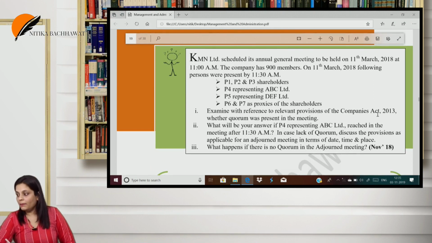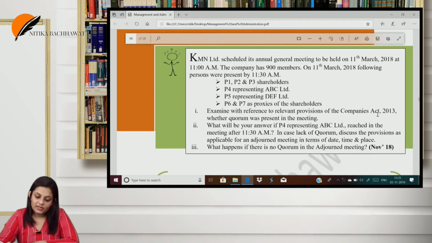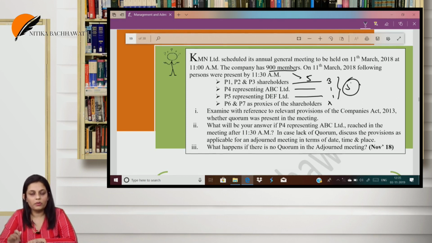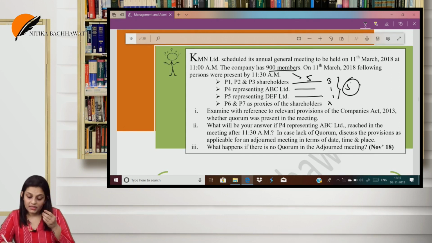The next question: KMN Limited scheduled its annual general meeting to be held on 11th March 2018 at 11 a.m. The company has 900 members. 900 members means quorum shall be 5 members personally present. On 11th March, the following persons were present by 11:30. P1, P2, P3 shareholders, we will count them. P4 representing, we will count him. P5 representing, we will count him. Proxies are not counted. So how many are present? 5. Is the quorum present? Yes. What will be your answer if P4 representing ABC Limited reached the meeting after 11:30?